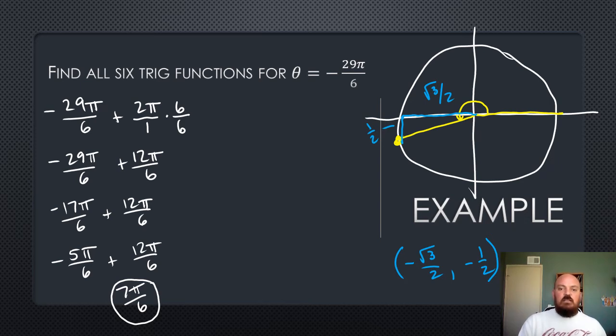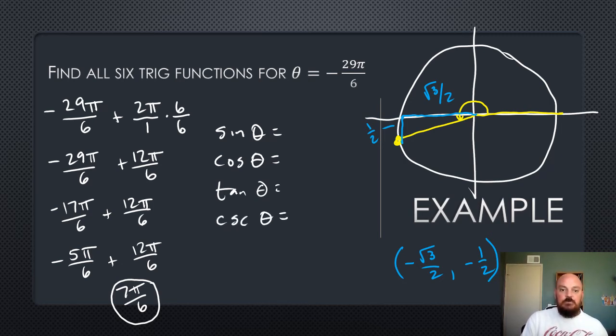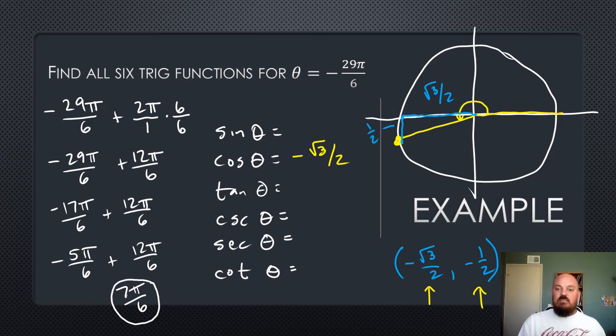And now let me do the same thing I did for the last example. Let me make an answer column. Sine theta, cosine theta, tangent theta. I always start with the main three. And then I do each reciprocal. Cosecant theta, secant theta, cotangent theta. And we get 2 for free. So right here, the first x value is always cosine. So this is negative radical 3 over 2. And the y value is always sine. So this is negative 1/2.